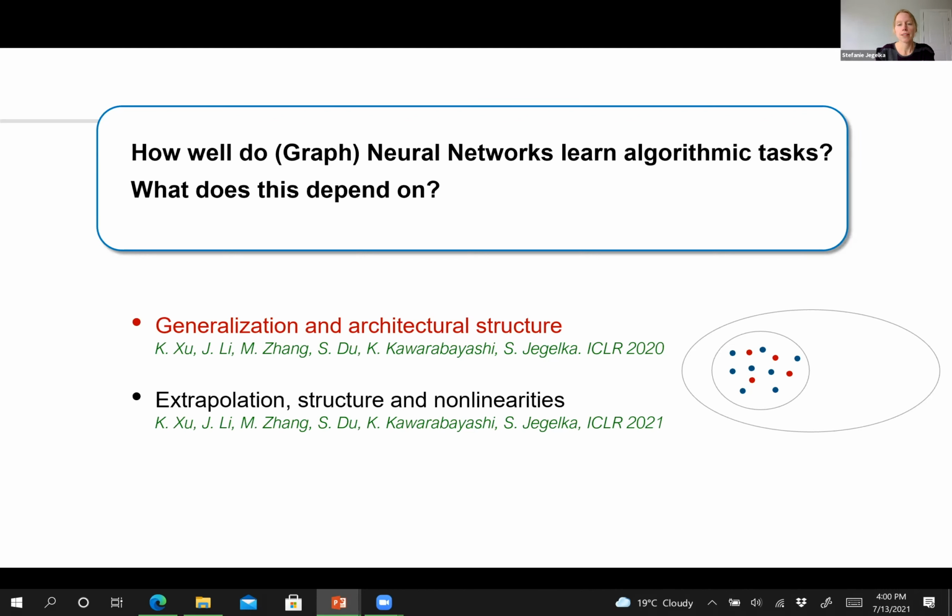Can we quantify that? And as Ellen said in her talk, generalization means I'm optimizing some loss function on my training data set, and I would hope that I'm performing well on the test data set. So it's basically the gap between training and test performance.